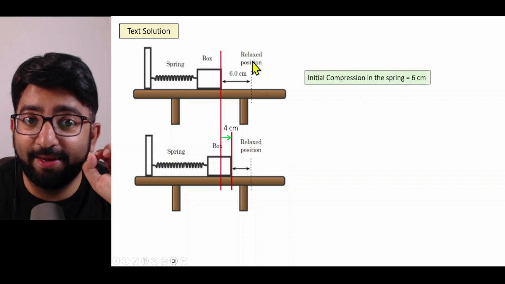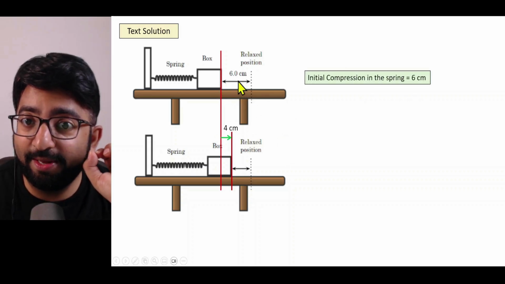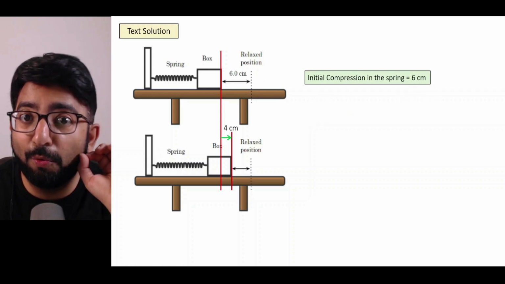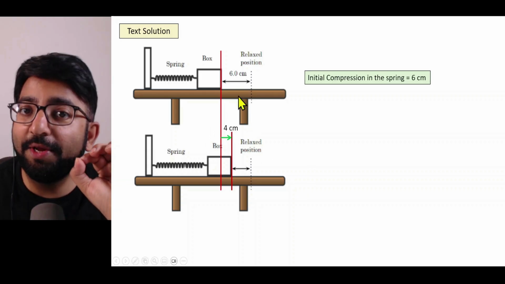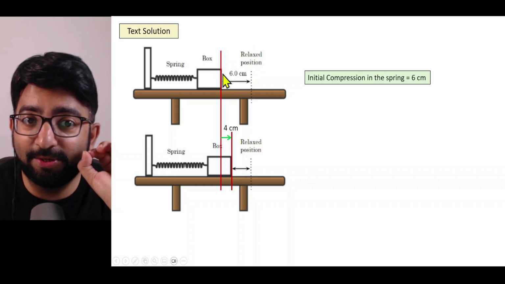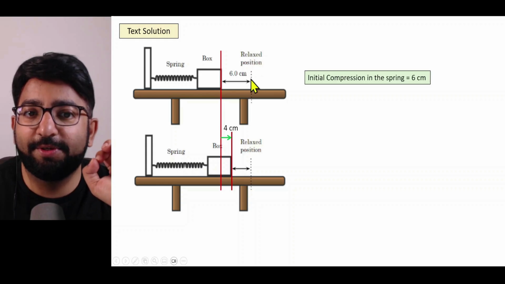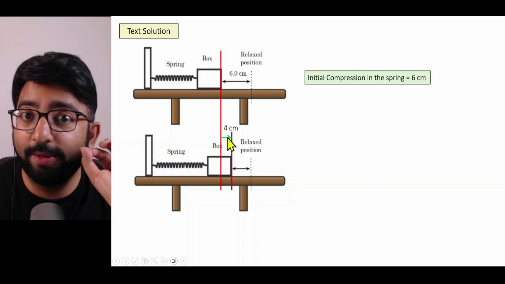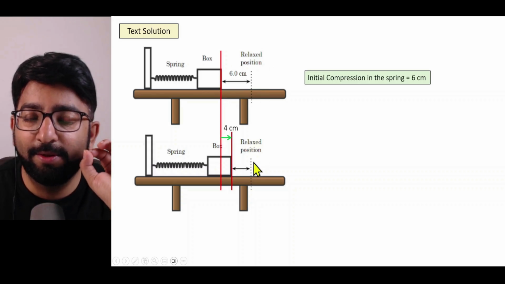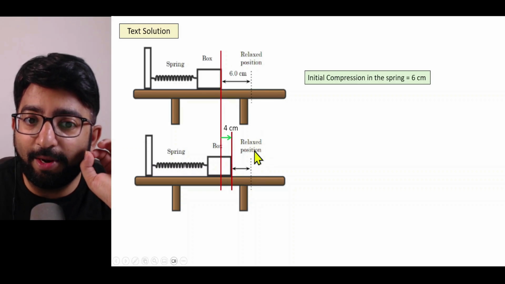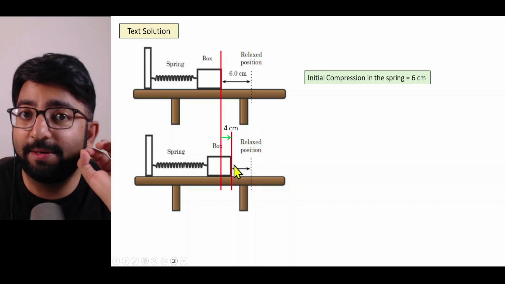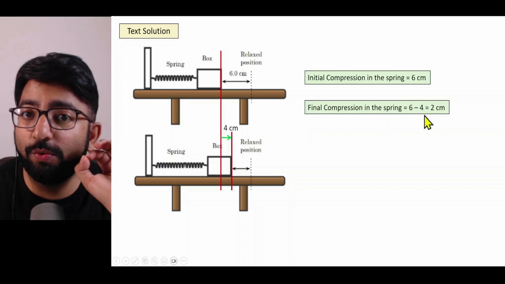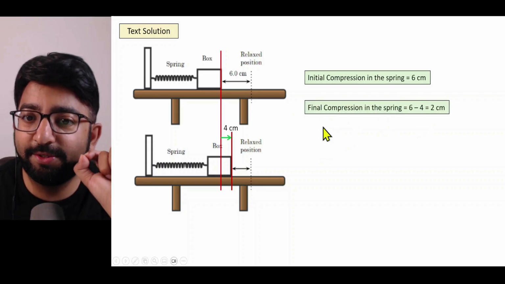So we can say that in case 1, you can see the compression in the spring is 6 centimeters. So initial compression is 6. But what will be the final compression? If you recall, compression is the distance of the box from the relaxed position. That's why we said initial compression was 6 centimeters. In case 2, when the box has moved some distance, the distance of the box from the relaxed position, this arrow, will represent the final compression. So that will be 6 minus 4, which will give us 2 centimeters as the final compression in the spring.